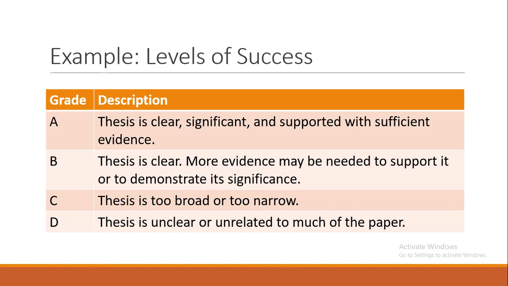An excellent paper would have a thesis that is clear, significant, and supported with sufficient evidence. Whereas an average or a good thesis might be clear, but perhaps more evidence is needed to demonstrate the significance of the thesis, or perhaps more evidence is needed to support the thesis to show that it's viable. And then a C would be first of all an average or slightly below average paper, one where the thesis is too broad or too narrow. And then below that, when you don't have a thesis or the thesis is unclear.